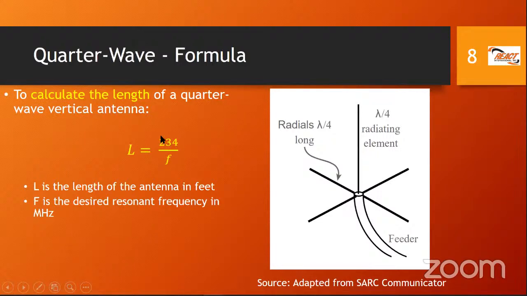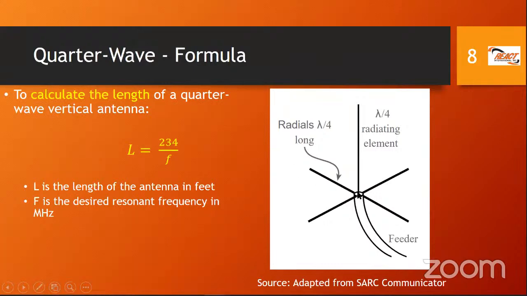But you might be saying, but wait a minute, that formula looks awfully familiar. Did we not do something like that last class? Yes, we did. We did L is equal to 468 over F, but that was for the half wave. And if you did a quick calculation and said, wait a minute, 234 is half of 468, you would be quite correct. Because quarter is half of half, you have half of the number on top. So you have L is equal to 234 upon F. The other formula for the half wave was L is equal to 468 over F. So there we go. Easy peasy. That's the quarter wave formula. And we will do a worked example very shortly.